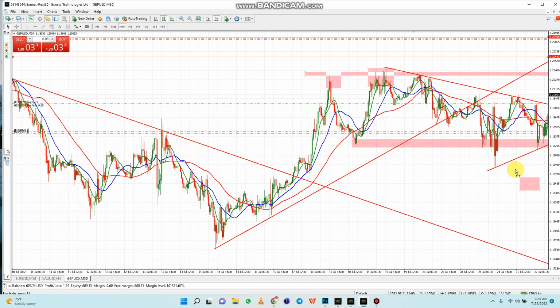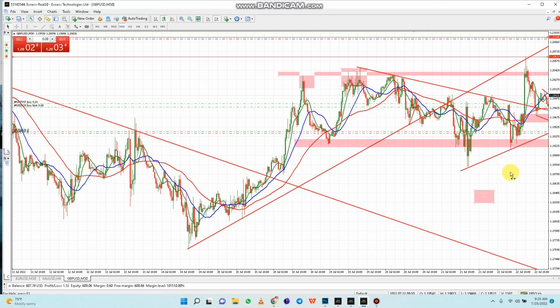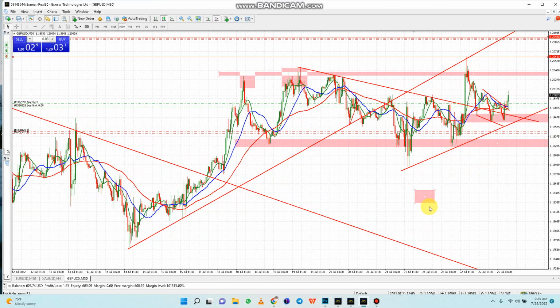Another thing that made me confident about the setup was this pin bar that was formed here. It's a rejection candlestick, so it was clear that it was going to reject down, and it actually did. But the buyers in this zone were strong and pushed the price up, and we broke out of this trend line. We broke out of the trend line and it hit our stop loss, which is fine.